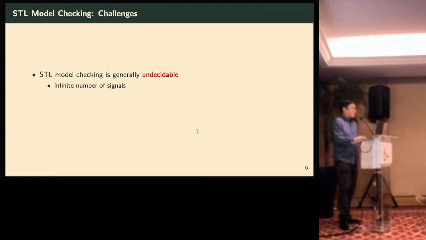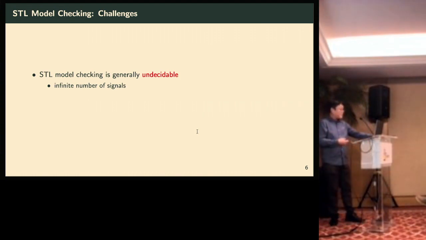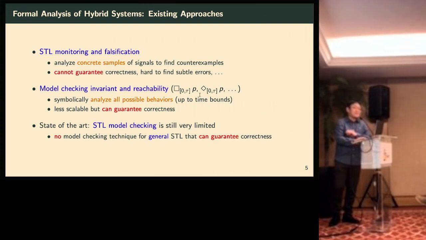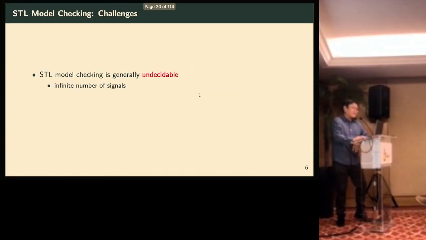Yeah, and then of course, for developing this STL technique, there are some typical challenges. First of all, STL checking is generally undecidable. That's kind of obvious, because even the invariant property is generally undecidable for some general hybrid systems. Of course, for very restricted hybrid systems, it can be decided, like in the timed automata case. Timed automata can be one kind of hybrid system as well. But it's generally undecidable.